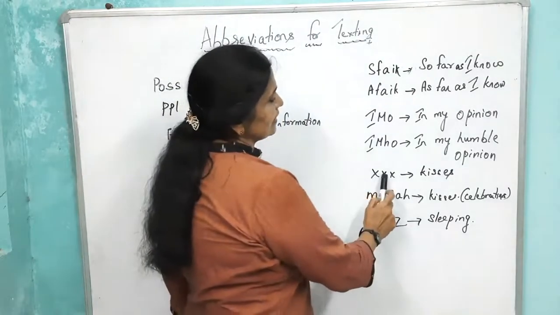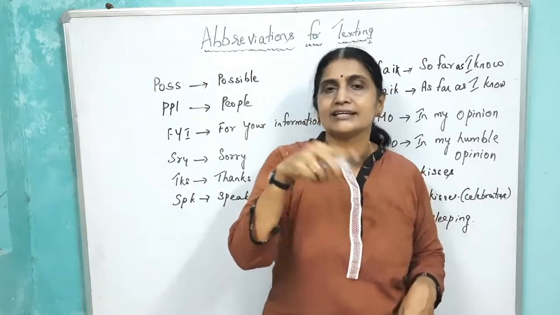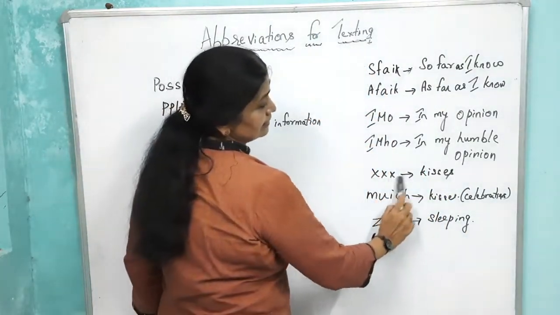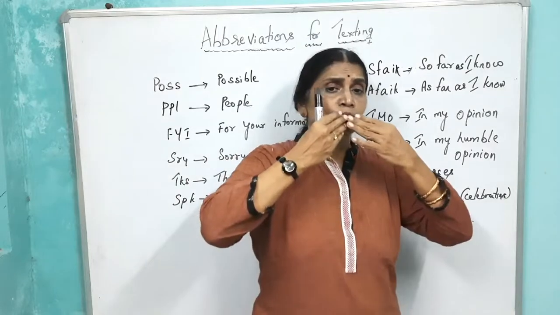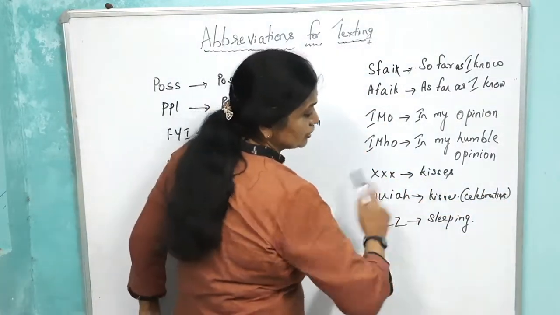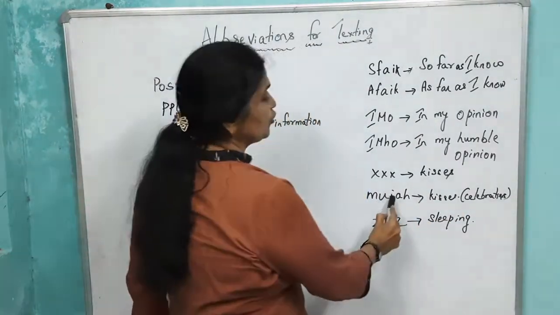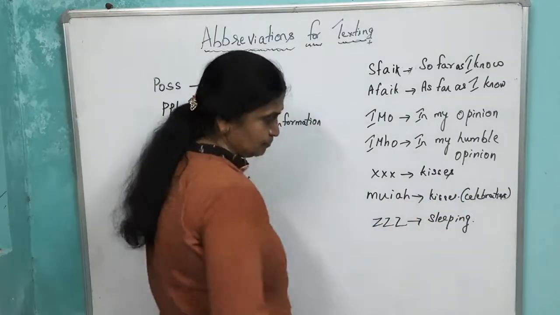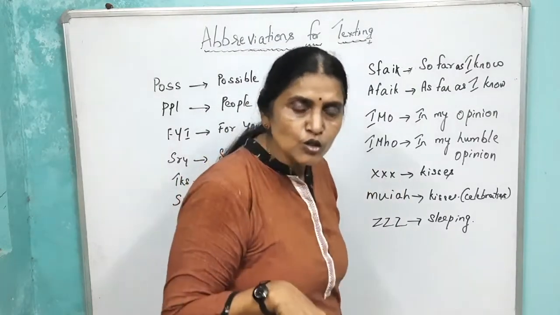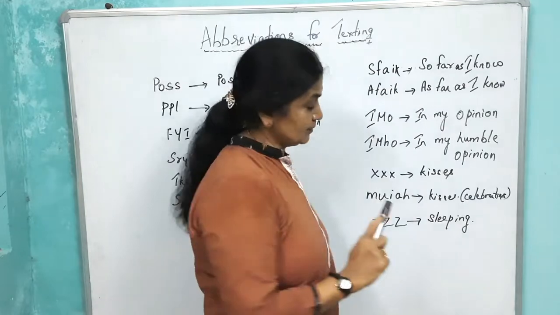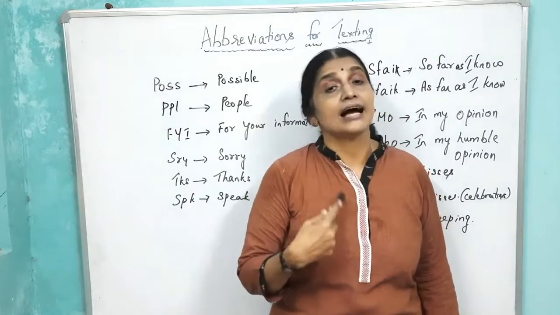Okay. Now, XXX, suppose there are children and you wanted to send them kisses, XXX stands for kisses. And this MUAH also stands for kisses. Usually celebrities say Mua. The flying kisses that celebrities usually send to their fans is called MUAH. And the last one we are going to learn is ZZZ. This also you must have used in your messages. That means sleeping. So don't disturb me. I am ZZZ. That means I am sleeping.